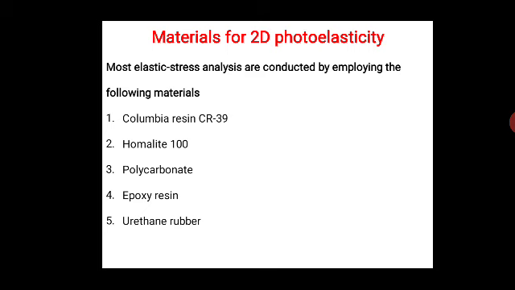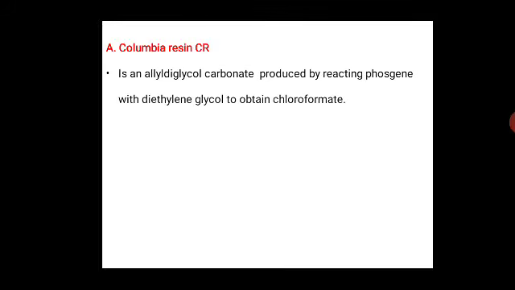These materials are considered photoelastic materials to study the behavior of a member under loading conditions. Now we shall discuss each material and its application. The Columbia resin, which has a range of CR, we can call it CR 39, 39, 30 and 31.